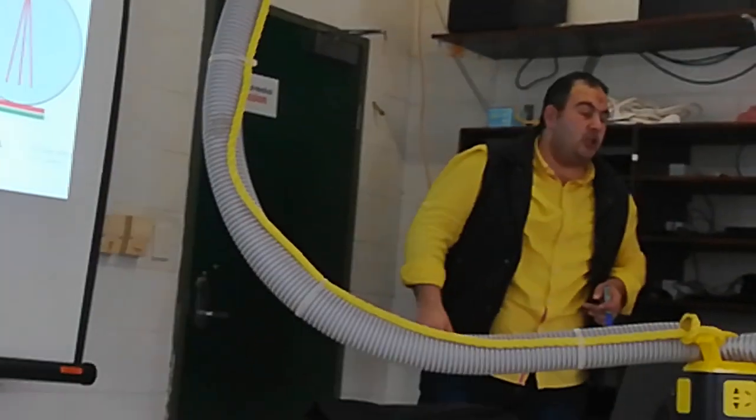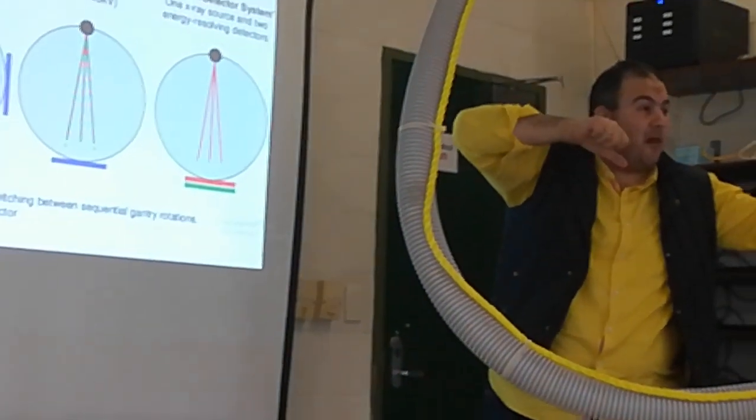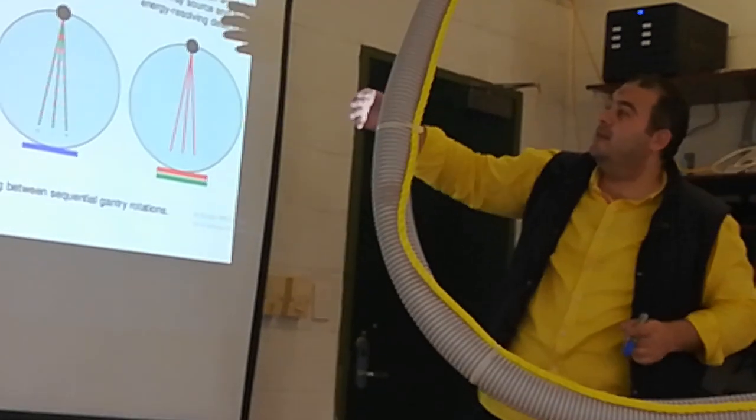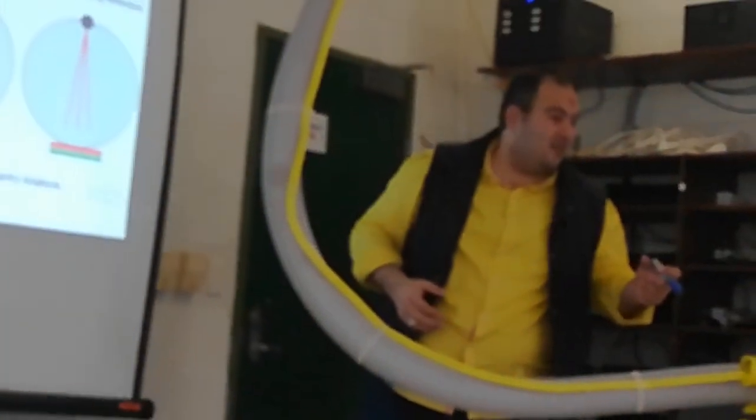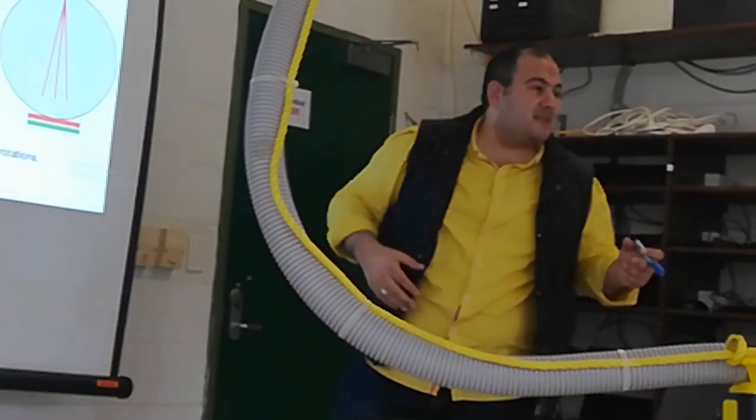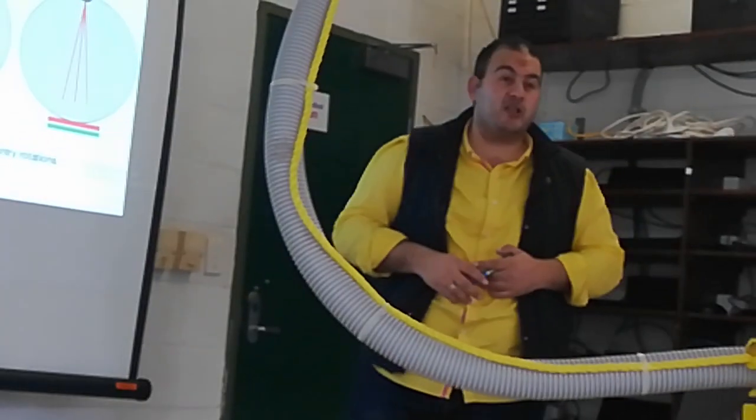Nowadays you will find dual energy. A dual energy machine uses 2 X-ray tubes. One of them gives 80 kV and the other gives 140 kV. That's used for reducing the dose to the patient.